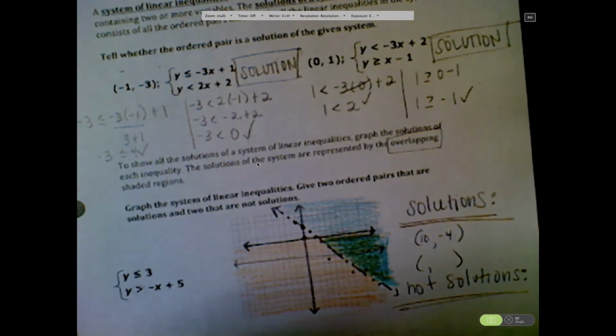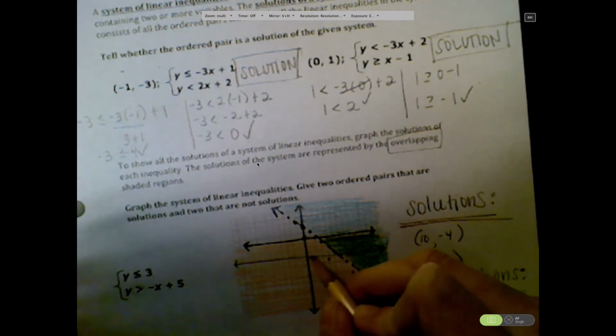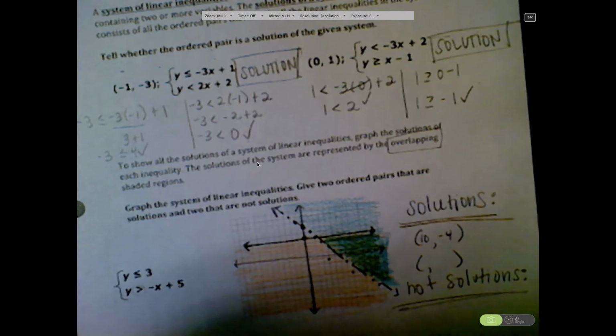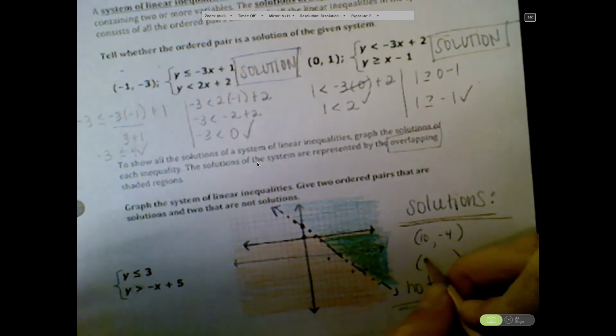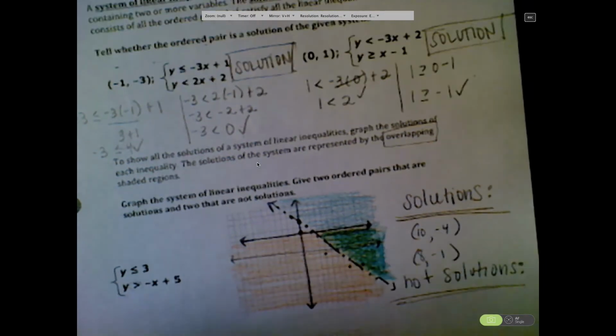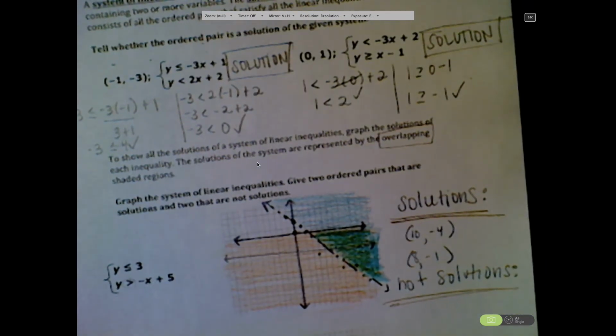What else could you do? You need to go over a little further on the x-axis. 8, -1 would work, yeah. There's obviously way more ordered pairs than that that you could use, but those are two of the ordered pairs that are solutions because they're inside that shaded region. Now, what are two ordered pairs that are not solutions?